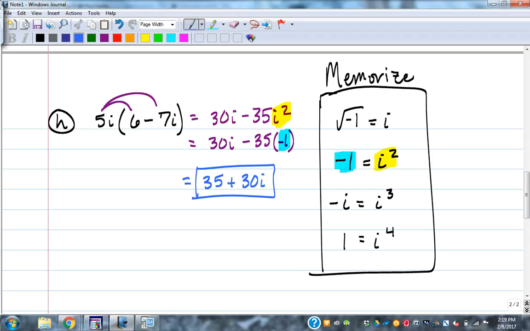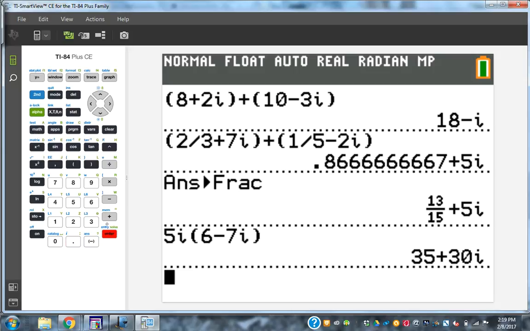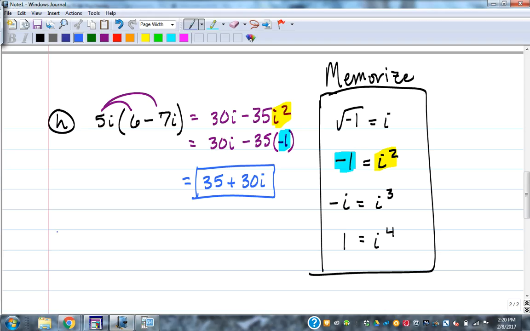Now, if I check that with my calculator, which is very legal to do, 5i parentheses 6 minus 7i. 35 plus 30i. Exactly the same answer as what we got by hand without all the work in between. Okay, so that's kind of handy.